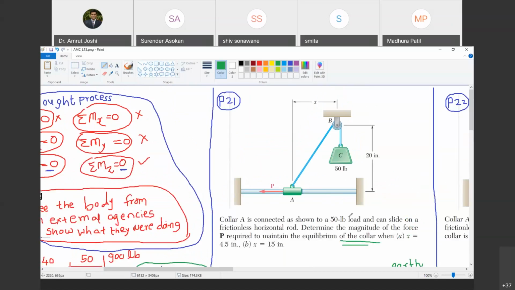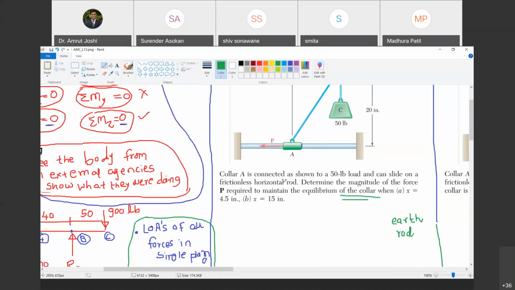Yes, sir. The cable is what connects collar A, as shown. So cable you can call it as string or cable. I will call it as cable. That is also external. Are you with me? Yes, sir. This 50 lb weight, is it external to the collar? Yes, but is it directly connected to the collar? No. It is connected through cable. Do you agree with me?